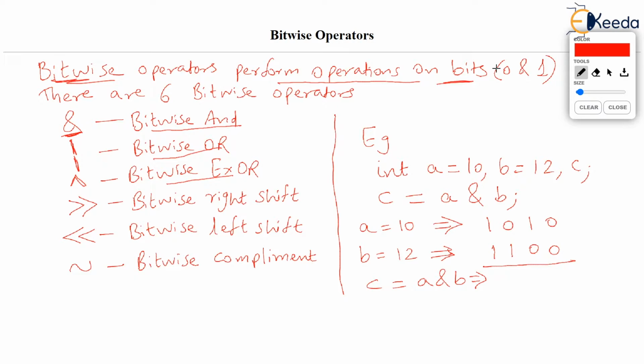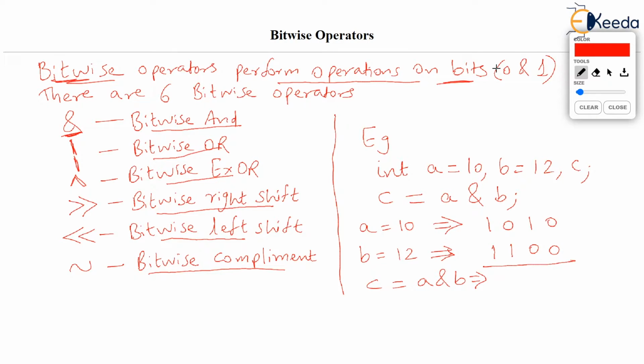Then two greater than symbols written in quick succession stand for bitwise right shift. Two less than symbols stand for bitwise left shift, and the tilde symbol stands for bitwise complement.